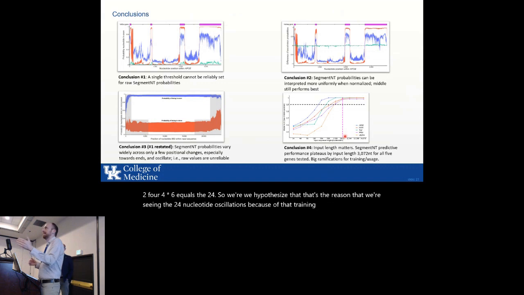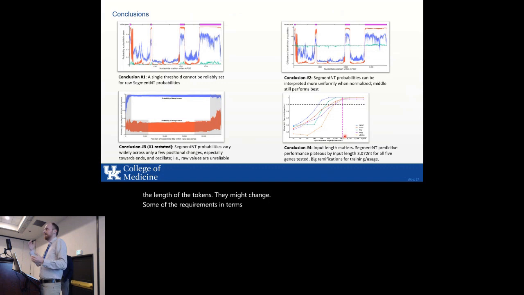But again, many of these foundation models do something really similar. They might change the length of the tokens. They might change some of the requirements in terms of, is it 2 raised to the power of n, or is it 4 raised to the power of n, or whatever it is. But we need to evaluate any of these models to see: are these predictions consistent, or are they oscillating like what we're showing right here?